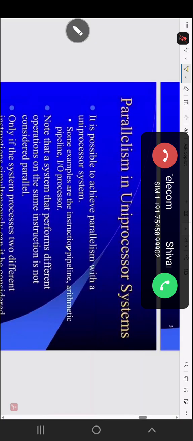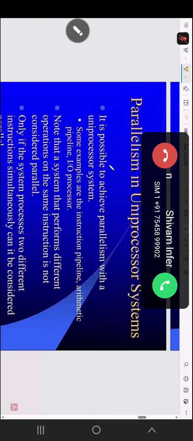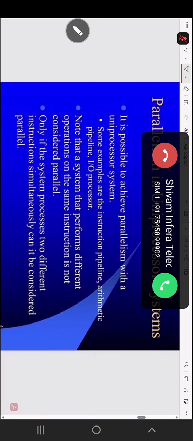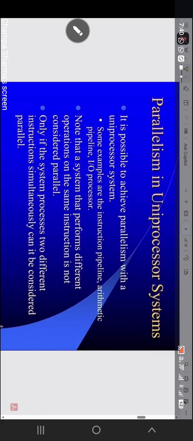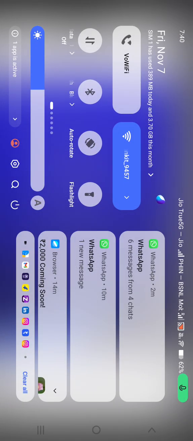And after that, parallelism in uniprocessor system. It is possible to achieve parallelism with a uniprocessor system, and some examples are the instruction pipeline, arithmetic pipeline, and input output processor.